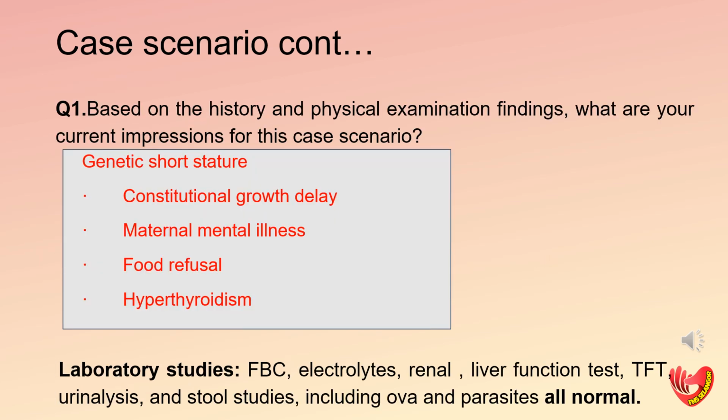Based on the history and physical examination findings, what are your current impressions for this case scenario? You should have thought of genetic short stature, constitutional growth delay, maternal mental illness, food refusal, or hyperthyroidism. Looking further into laboratory studies, baby Fatima's full blood count, electrolytes, renal and liver function, thyroid function, urine analysis, and stool studies including ova and parasites were all normal.